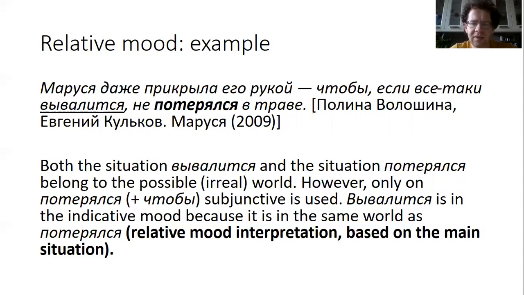Here, in the main clause, чтобы не потерялся в траве, the subjunctive mood is used. The situation in the embedded clause, если вывалится, is also irreal. However, irreality is only marked on the clause не потерялся. The situation, если вывалится, belongs to the same possible world as the situation не потерялся. However, the indicative mood is used because the world is the same as for the situation не потерялся. So we have a relative mood interpretation based on the main situation не потерялся.